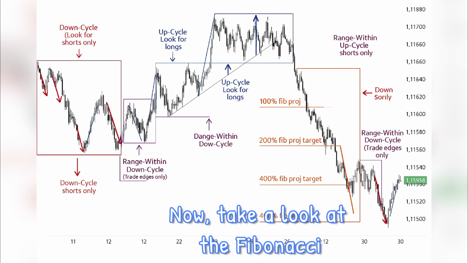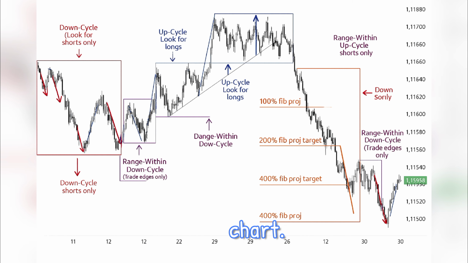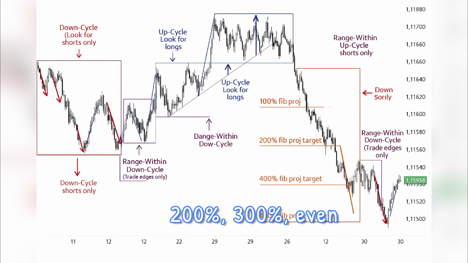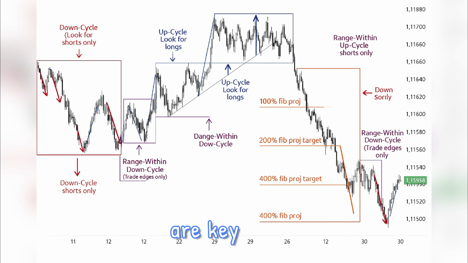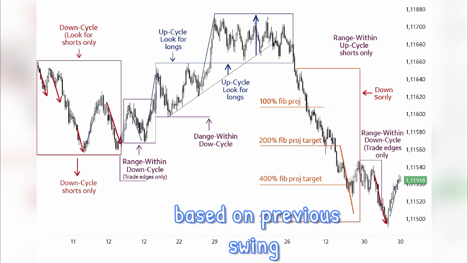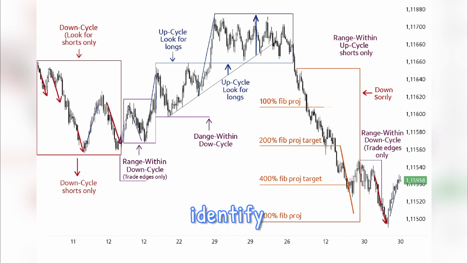Now take a look at the Fibonacci projection levels marked across the chart. These levels, 100%, 200%, 300%, even 400%, are key extension targets based on previous swing measurements. They help traders identify where trends may pause, reverse, or take profit. For example, when the market is in an upcycle, the 100% and 200% Fibonacci projections become excellent targets for bullish trades. Similarly, in down cycles, Fibonacci extensions help locate areas where price may react.